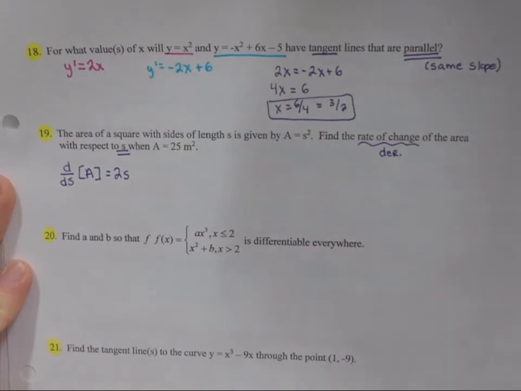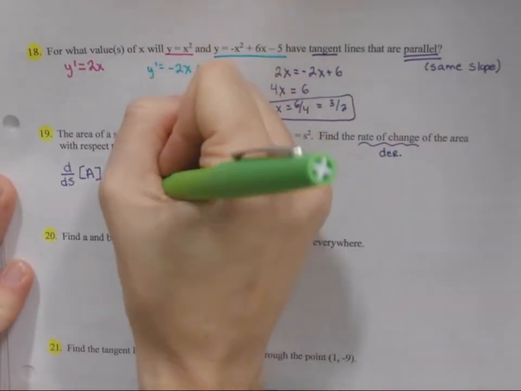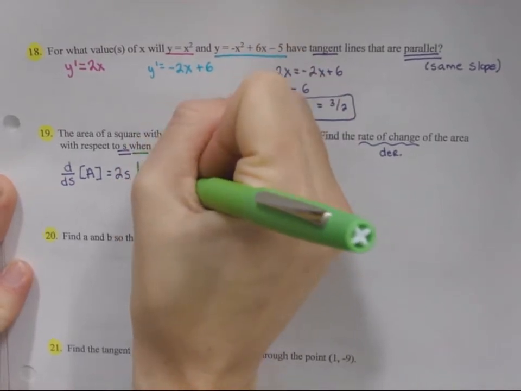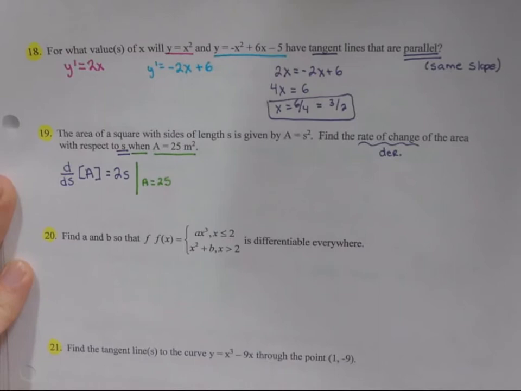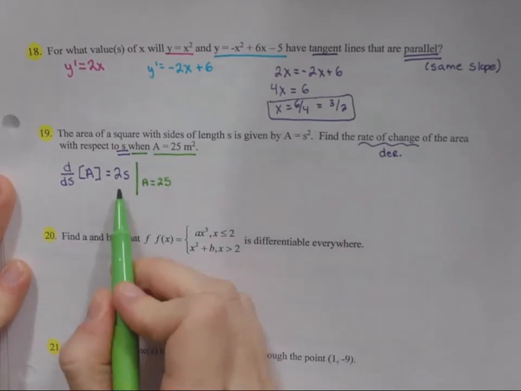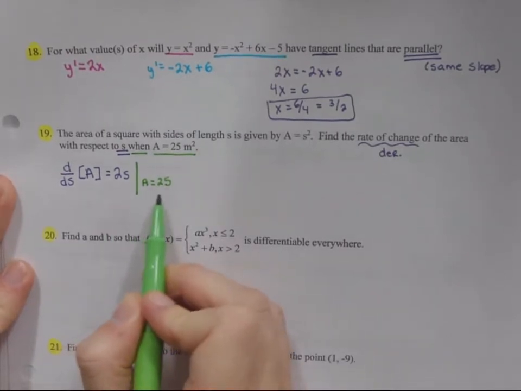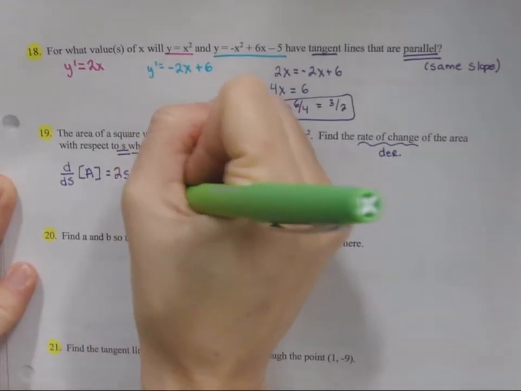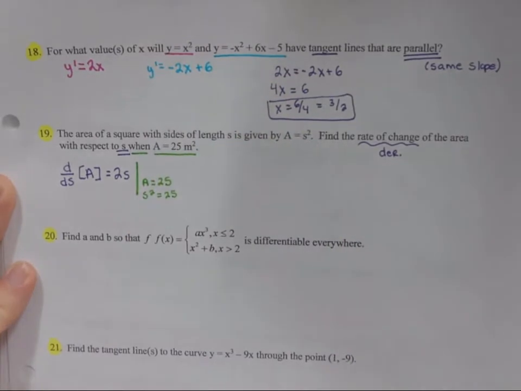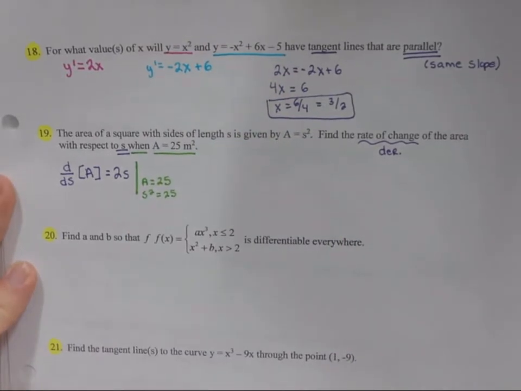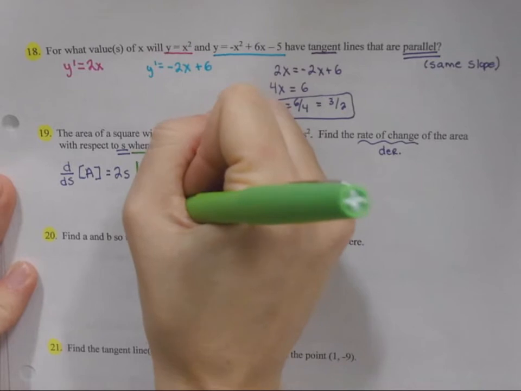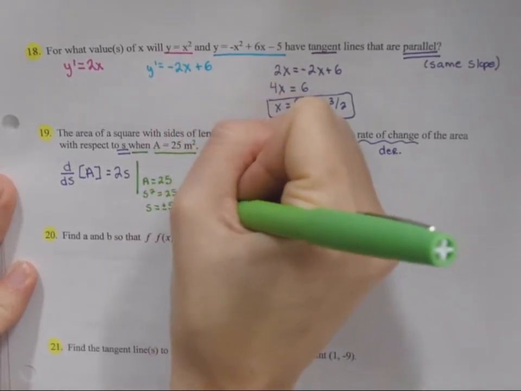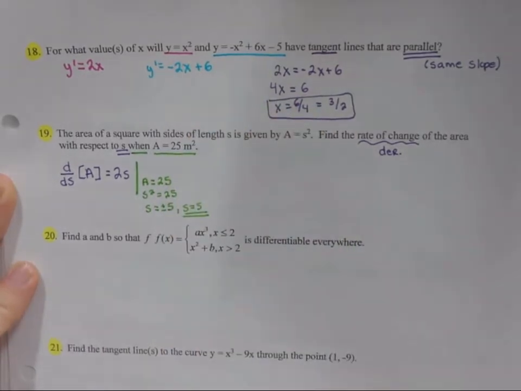So then if we continue reading, it says when, so I'm going to put my little when bar, A is equal to 25. The issue here is that the derivative is in terms of s, but they give us area is 25. So what we need to do is write that s squared is equal to 25 to be able to figure out what s is. So s, if we take the square root, is equal to plus and minus 5. But because this represents side length, we're just going to use the 5.